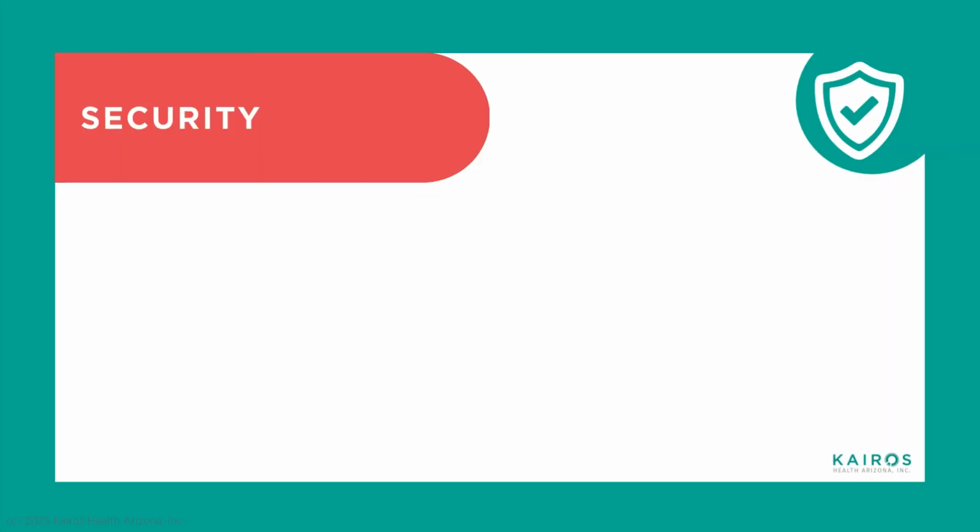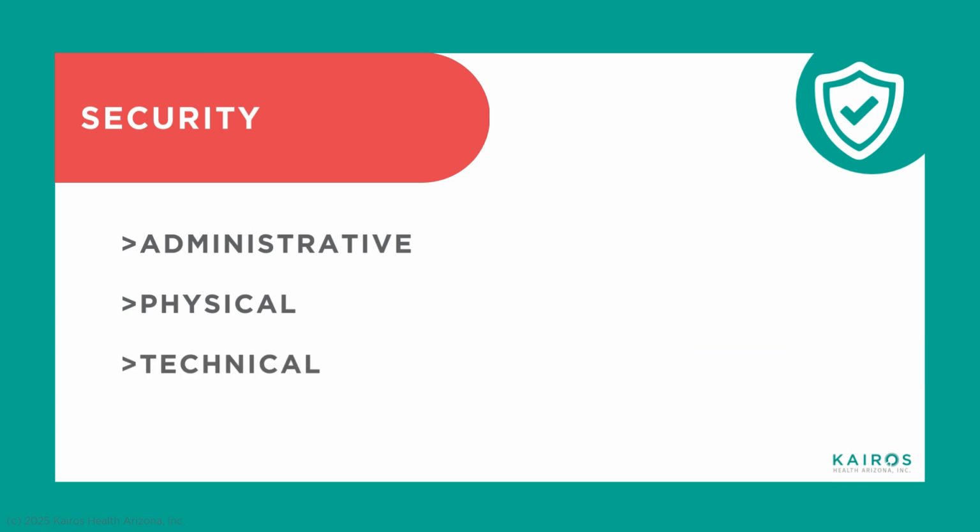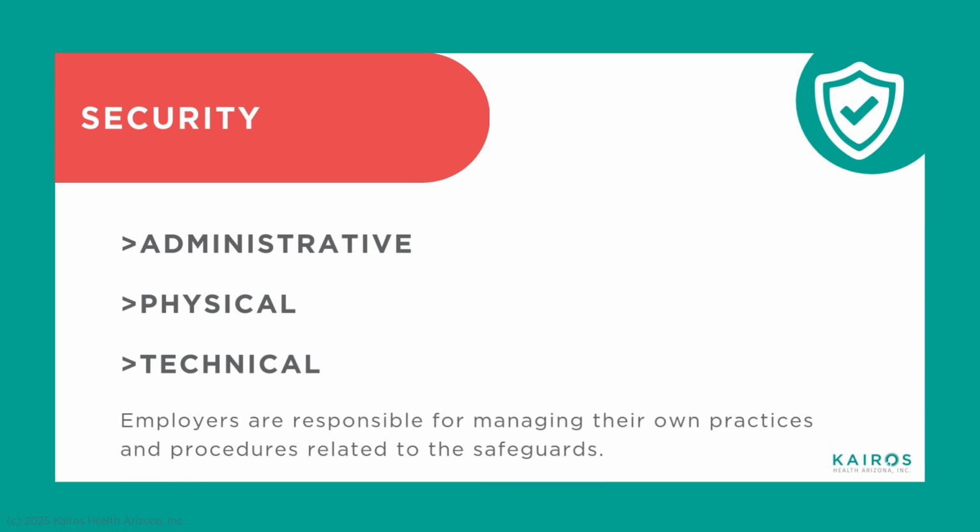HIPAA requires implementing administrative, physical, and technical safeguards to protect ePHI. Employers are responsible for managing their own practices and procedures related to the safeguards. Here are a few examples of best practices around safeguards.